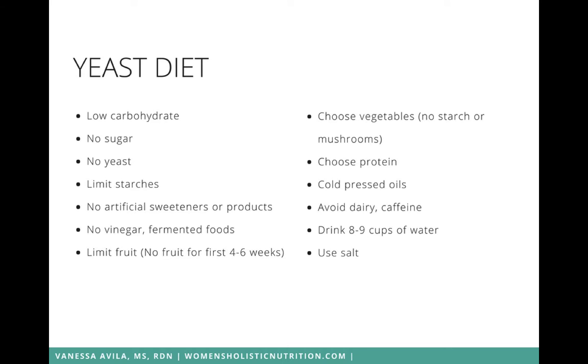We also want to limit fruit. So fruit is a healthy food. However, it does have natural sugar, and the natural sugar will feed the yeast. So we want to avoid that. So in this program, we want to do no fruit for the first 4 to 6 weeks. We can have vegetables, but again, we don't want to have the starchy vegetables, and we also don't want to have mushrooms because mushroom is a fungus, and the yeast can also feed off of the mushroom. We want to choose lean proteins. We want to choose good oils. Again, avoid dairy, caffeine as well.